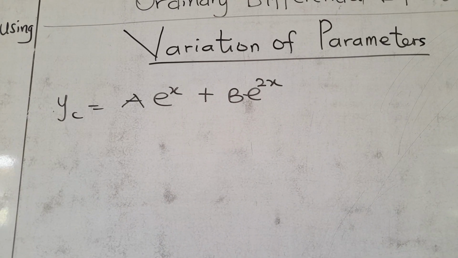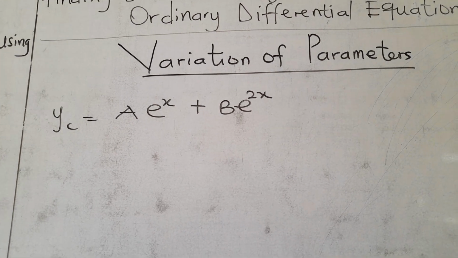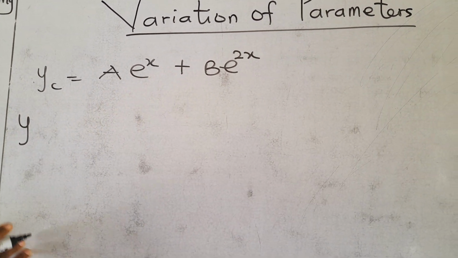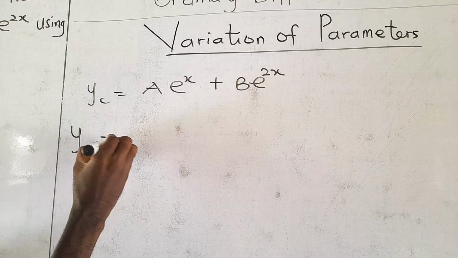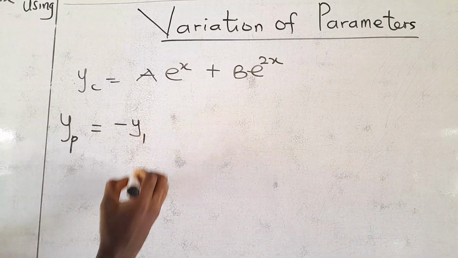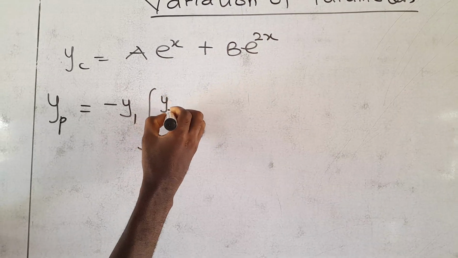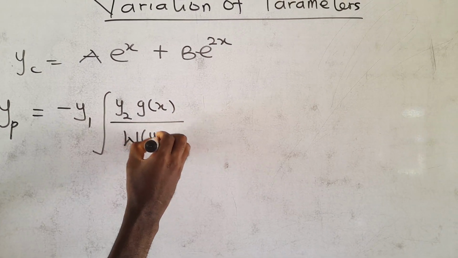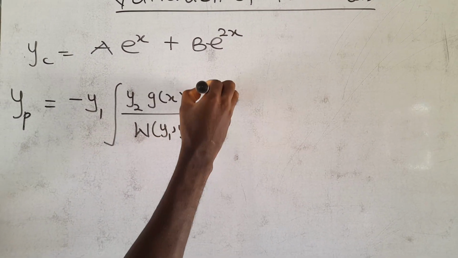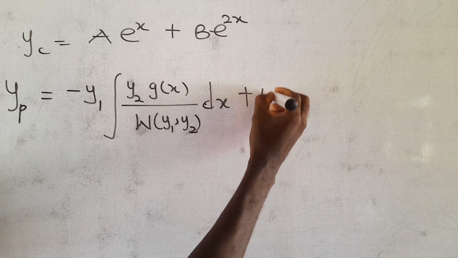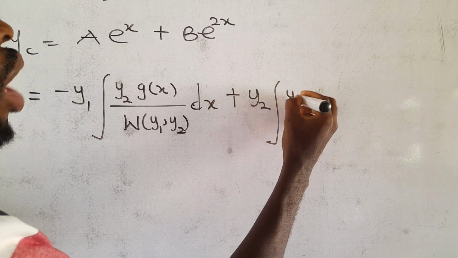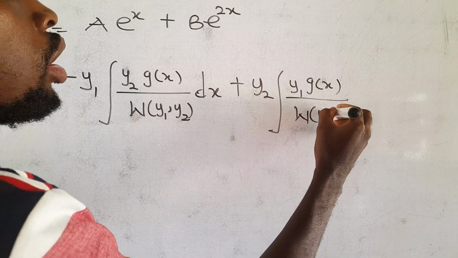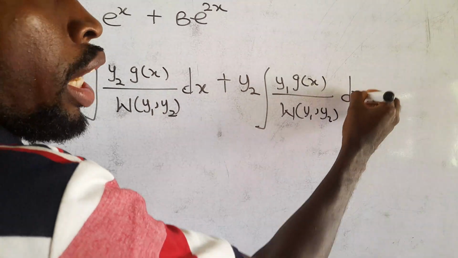So I will find the general solution to the homogeneous side. We need to find the solution to the non-homogeneous side. And so with the method of variation of parameters, our y p will be equal to negative y1, the integral of y2 g of x over the Wronskian of y1 comma y2 dx, then plus y2 the integral of y1 g of x over the Wronskian of y1 comma y2 dx.